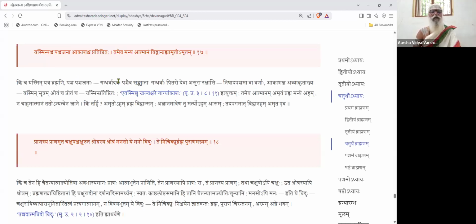So either you can take Gandharva, Pitris, Devas, Asuras, Rakshas, or you can take it as Brahmana, Kshatriya, Vaishya, Shudra, Nishada. But actually, Vyasacharya gives a different meaning. That also I wanted to tell you.